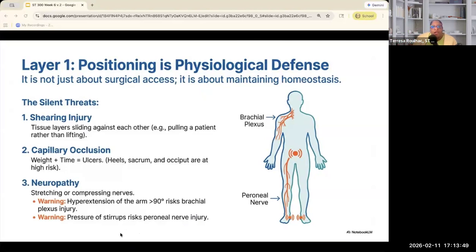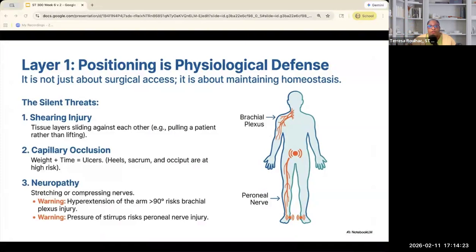Okay. Pressure plus time reduces blood flow. Areas like the heel, the sacrum, the back of the head are very vulnerable. If tissue doesn't get oxygen, injury, of course, can occur even without visible signs at first. Nerves don't like to be stretched or compressed. So if you hyperextend something past 90 degrees, you can injure it.